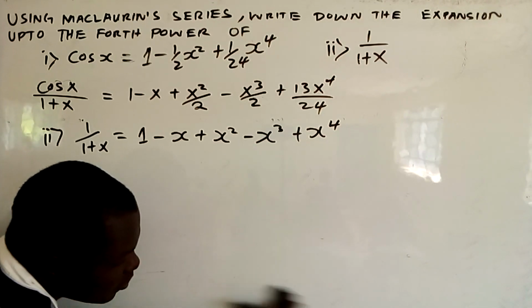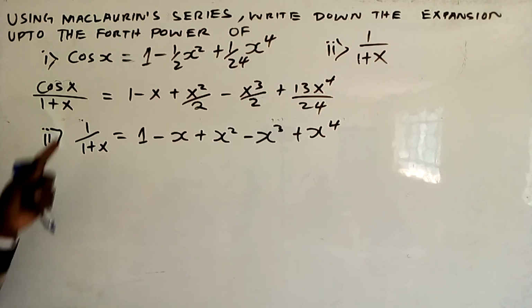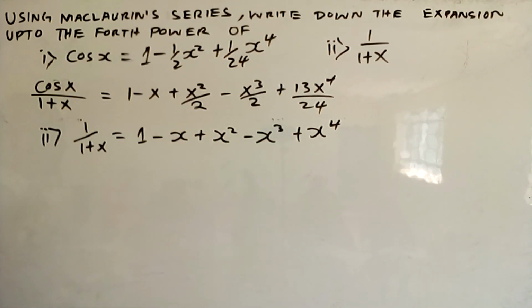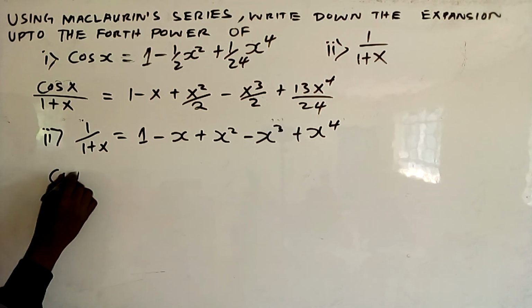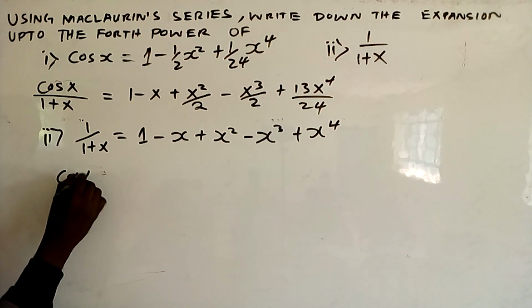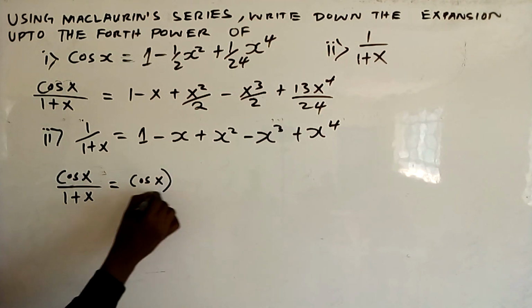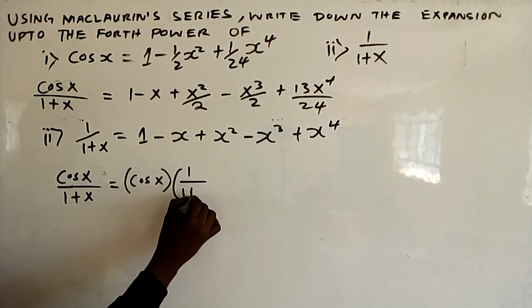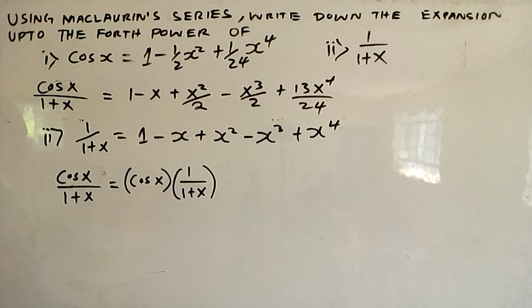So what do they want us to find? They want us hence to show that cos x over 1 plus x is this, isn't it? So you know that for you to get cos x over 1 plus x, that means it is cos x times 1 over 1 plus x.